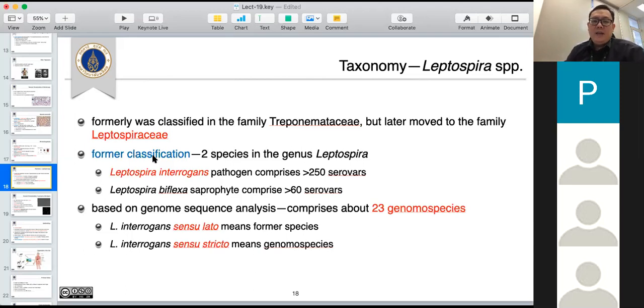Most of the books say Leptospira contains two species. One is Leptospira interrogans. Another one is Leptospira biflexa. Okay, interrogans and biflexa, just two species in this genus. The interrogans plays a role as a pathogen for human. Classically, scientists divide interrogans into more than 250 serovarieties. Okay, that's very much. And biflexa comprises more than 60, maybe 60, 70 serovarieties.